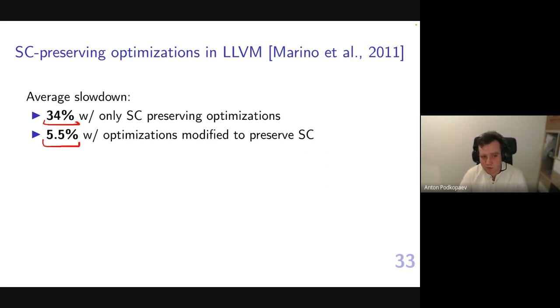So this 5.5% looks like not that big a price for preserving sequential consistency, although it might not be acceptable in many cases. And also, as we discussed, in this way we just eliminate the compiler from the equation. The CPU architecture still could do some optimized executions of the programs and lead to weak behaviors. So this is not the full price we'll have to pay.